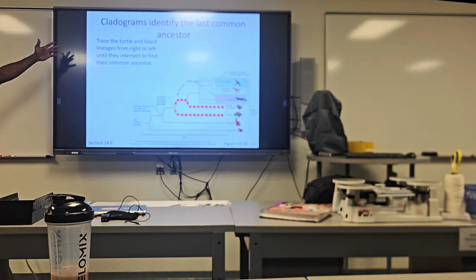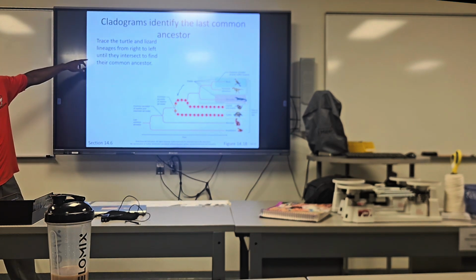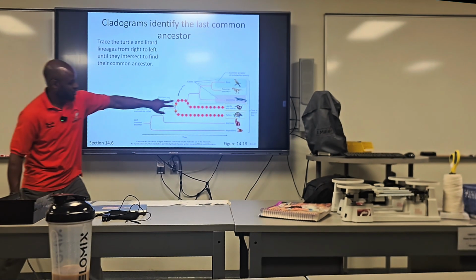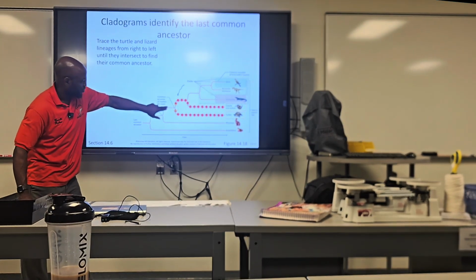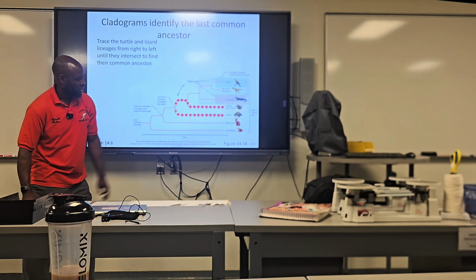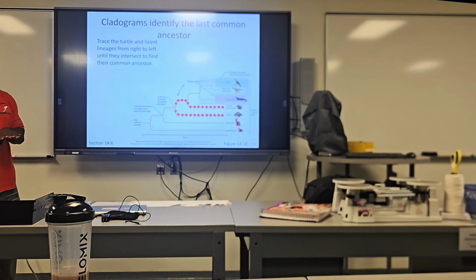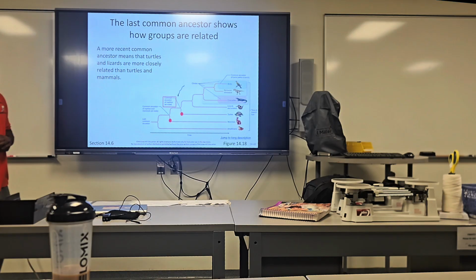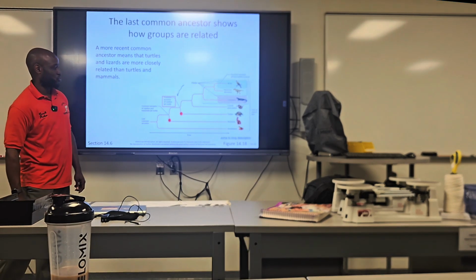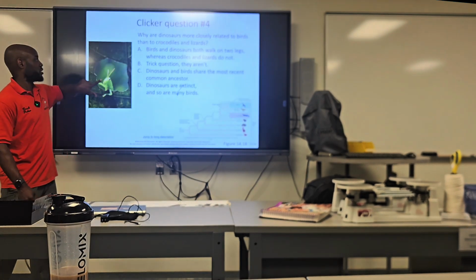If you trace the turtle and the lizard, for instance, the turtle and the lizard lineages from right to left until they intersect, you find their common ancestor. So if you go this way, you'd find a common ancestor of reptiles: the lizards, snakes, and turtles had, once upon a time, a common ancestor. Most of the time they had the same DNA. A more recent common ancestor means that the turtles and lizards are more closely related than turtles and mammals. Okay? Just showing you some commonalities.